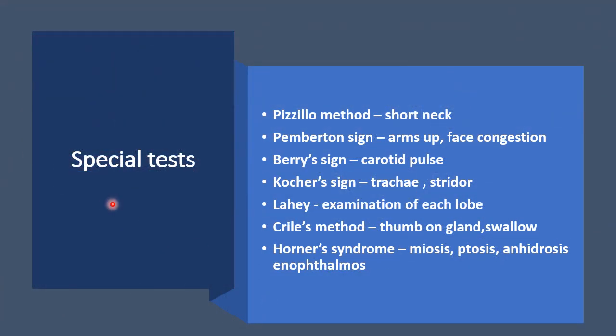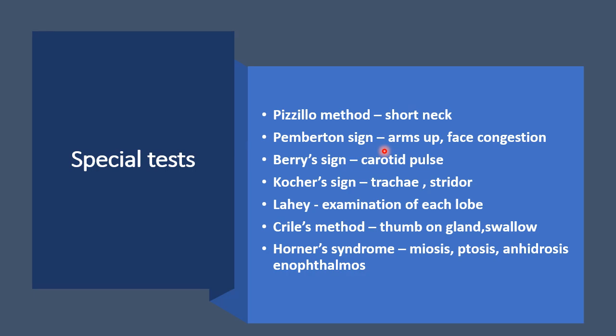Now, the special tests. What are the special tests that you have to do for this patient? First is Pizzillo's test, known as the Pizzillo method, and this is usually done for patients with a short neck. Pemberton sign: congestion of the face on lifting the arms above the head.